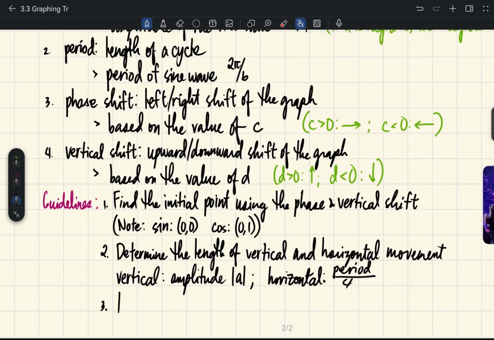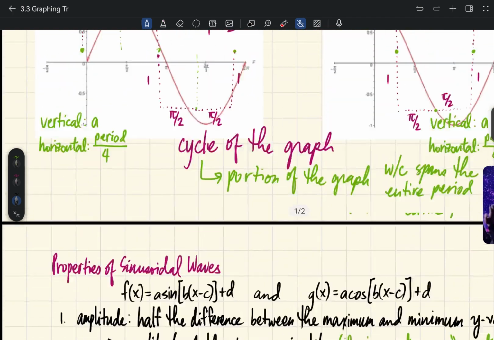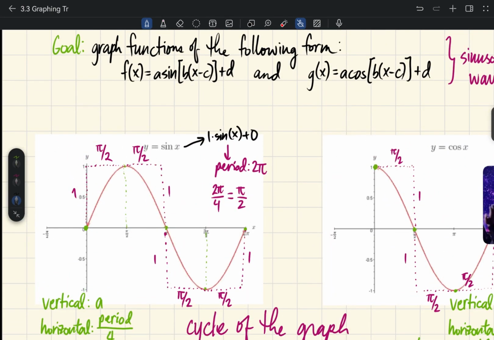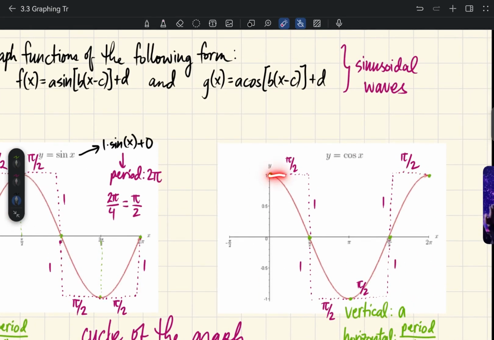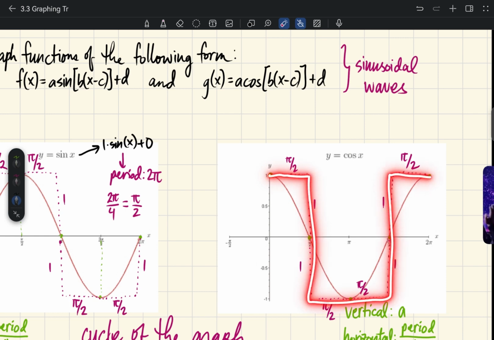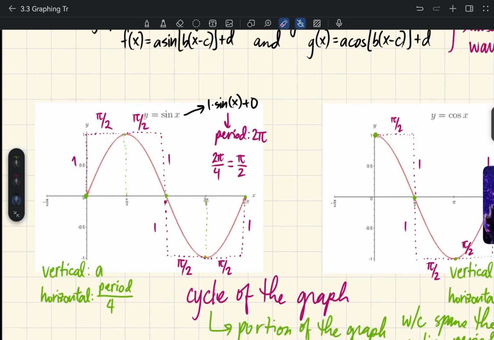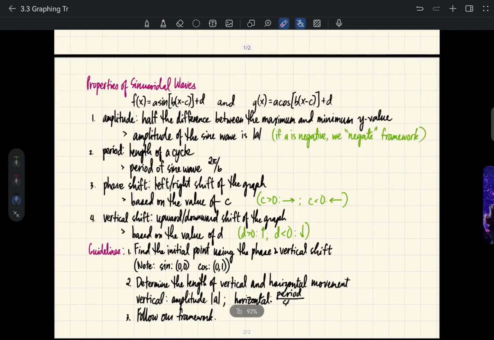The last step, just follow our framework. So we will just follow the framework that we prescribe right here. For sine function, you have this one that looks like a snake. And for your cosine function, you have this one that looks like a bucket, I guess. So let's proceed to some examples.